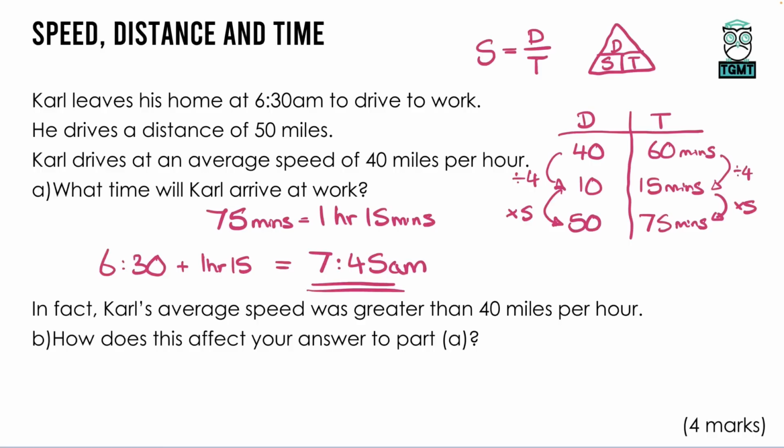It says here, in fact, Carl's average speed was greater than 40 miles an hour. How does this affect your answer to part A? Well, if he was going faster than 40 miles an hour, it means he's going to get there faster. If he goes at a higher speed, then my answer, the time, will be reduced. So I would write something along the lines of my answer being changing, because it does say, how does this affect your answer? So I don't just want to say Carl will go faster, so he'll get there quicker. I want to specifically refer to my answer.